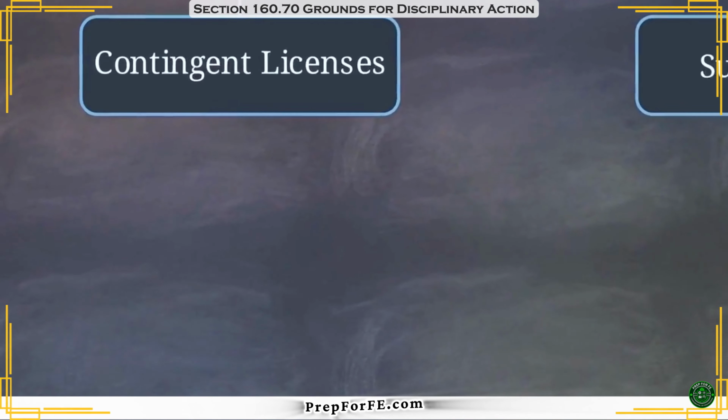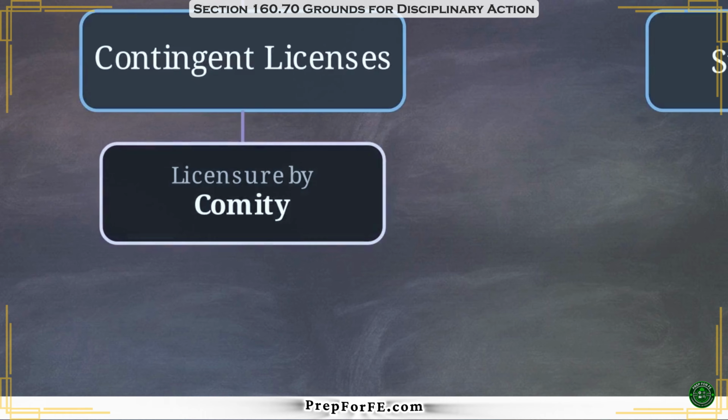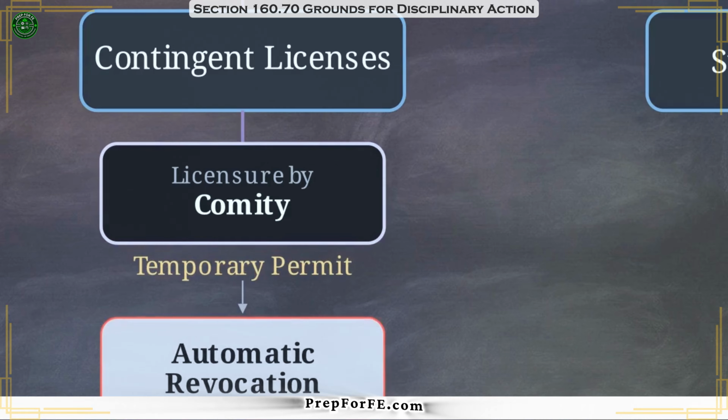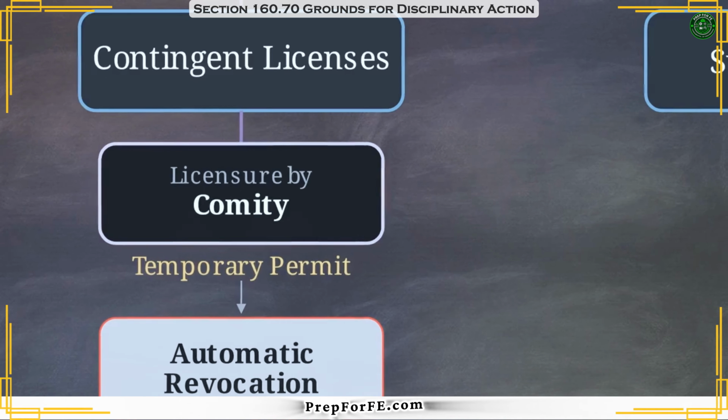A contingent license is a temporary permit for applicants seeking licensure by comity, those already licensed elsewhere who appear to meet local board requirements. This permit is strictly temporal. It is valid only until the board takes final action. If the requirements aren't met, the license faces immediate and automatic revocation.